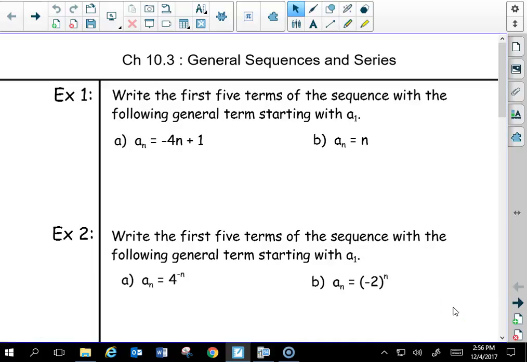Okay, general sequences and series. I'm finding this one in some ways a lot easier than the last couple of lessons. It's really the same idea, but just presented slightly differently.